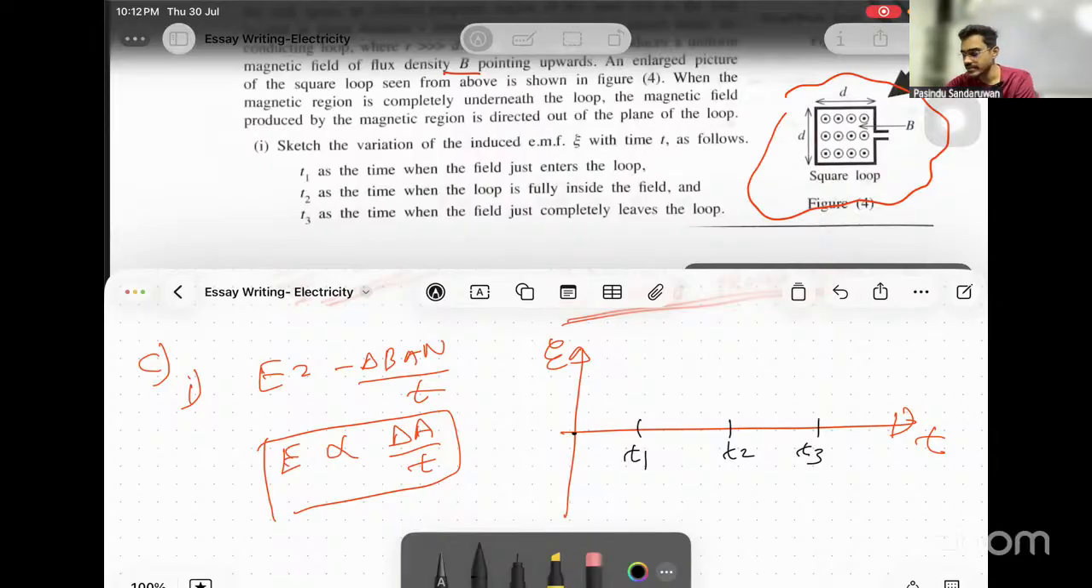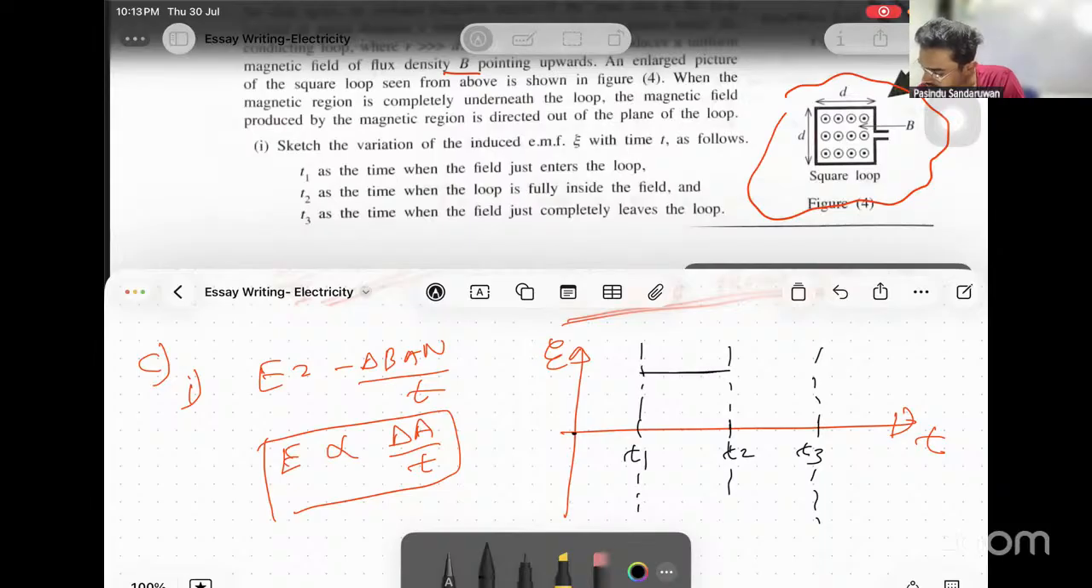When delta A changes, there is an induced EMF, right? Since the change of delta A is constant, we have drawn these variations in the class. Then let's split these intervals for clarity. From T1 to T2, there is an induced EMF like this. Then at T2, the loop is fully inside. Fully inside means there's no change of area. No change of area means this is 0.